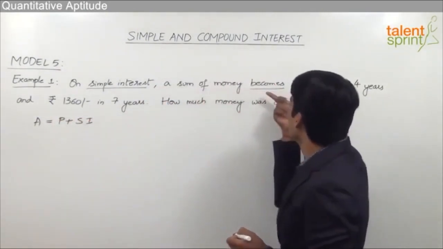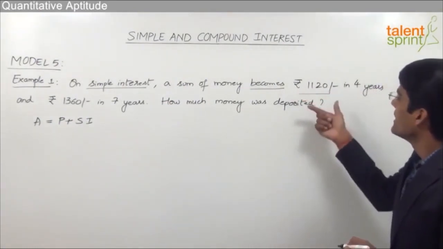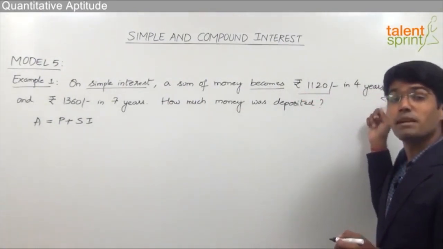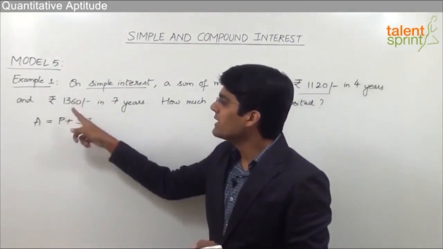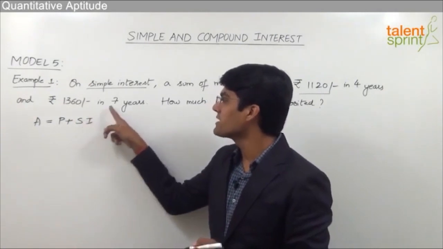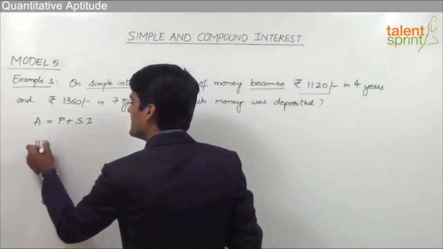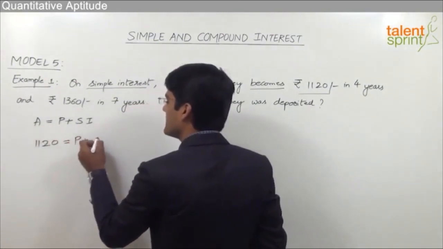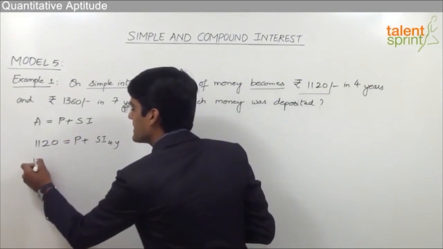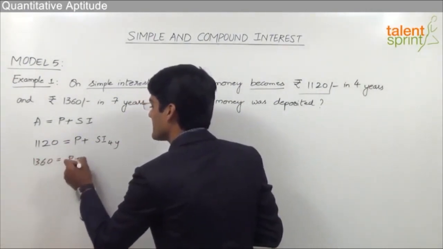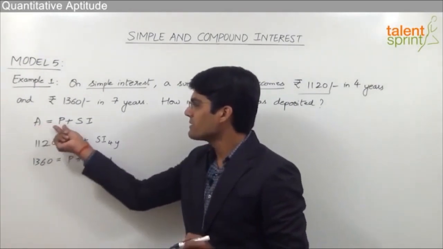So the total amount here for 4 years is 1120. So this 1120 is nothing but the principal amount plus the simple interest of 4 years. And similarly 1360 is nothing but the principal amount plus the simple interest for 7 years. So now we can say that 1120 is equal to principal plus simple interest for 4 years, and 1360 is equal to principal plus simple interest for 7 years. Why? Because total amount is principal plus SI.